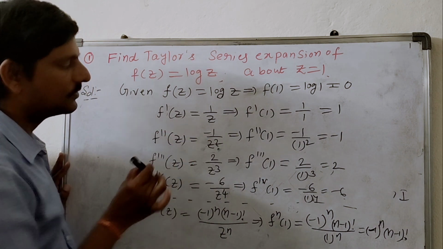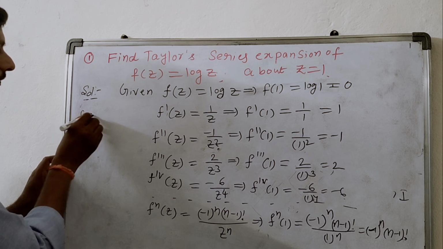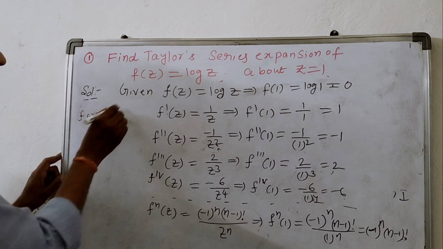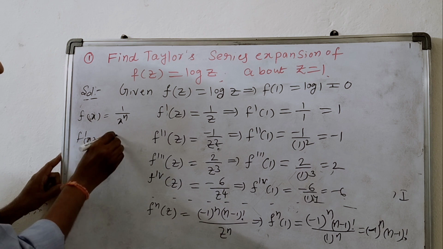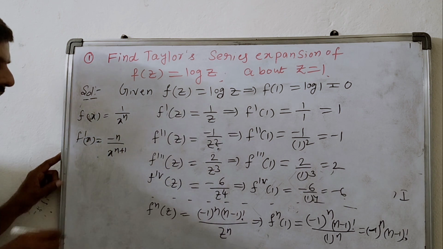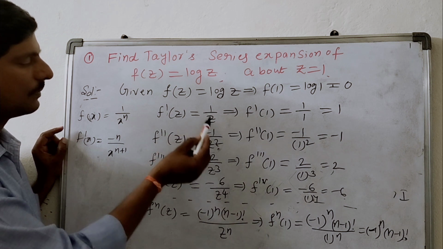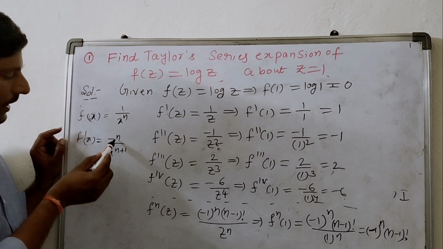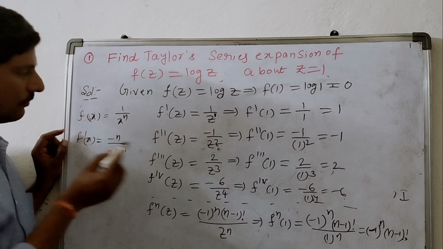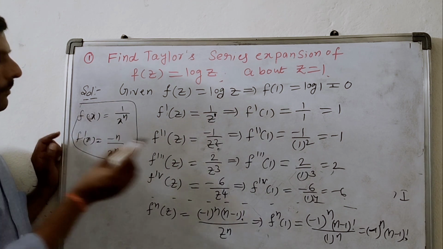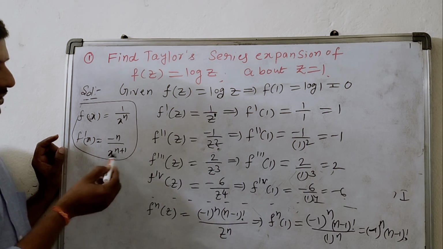F double dash z. Now observe here, f double dash z is minus 1 by z square. How do we get this? We know that if f of x is equal to 1 by x power n, then f dash x is equal to minus n by x to the power n plus 1. Here 1 by z is there, so in the place of n, what is there? 1. So minus 1 by z to the power of 1 plus 1, according to the formula, that is z square.